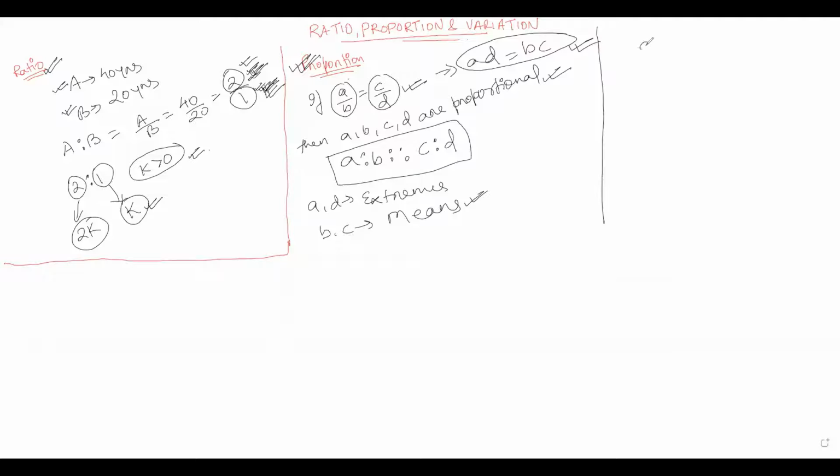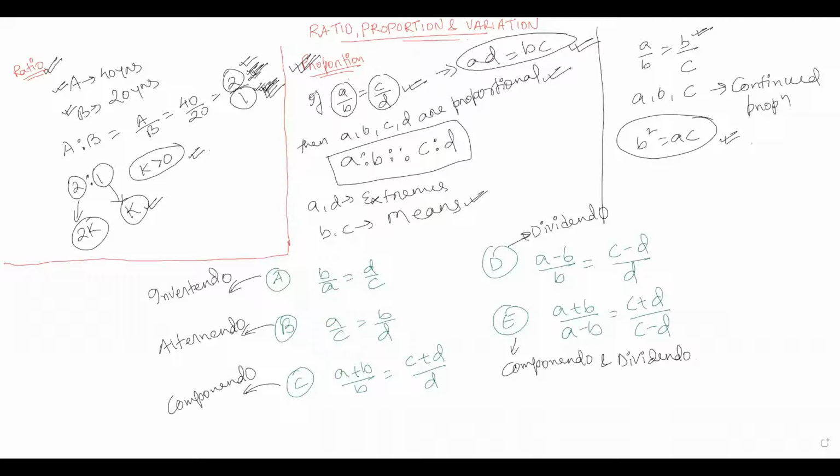Also, if there are three quantities such that A by B is equal to B by C, then we say that A, B, C are in continued proportion. And we can write it as B square equals AC. This B is also called the mean proportional of A and C.